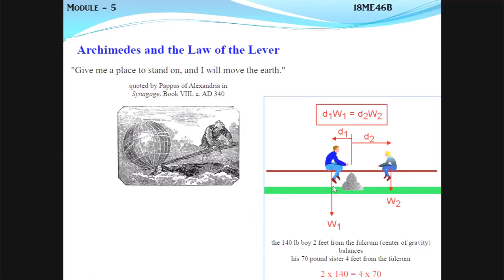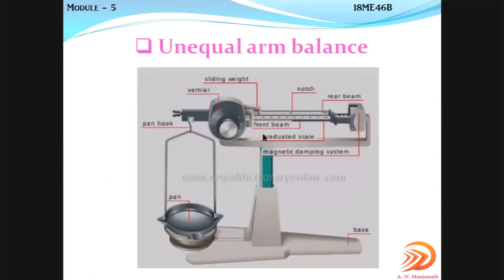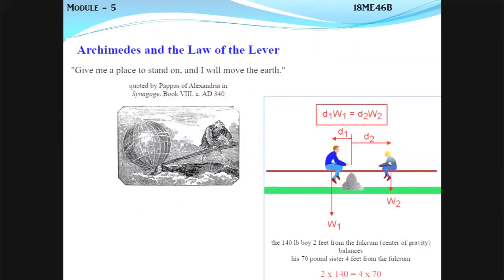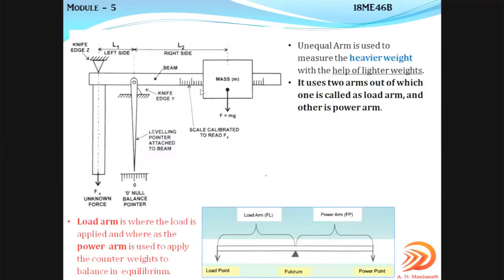This is an example of that law. See here, a 140 pound boy, who is 2 feet away from the fulcrum, the center of gravity of this particular lever, can balance another person who weighs only 70 pound but is at a distance of about 4 feet. It will get balanced. 140 into 2 is 280, 70 into 4 is 280. So this is the law which is used in the unequal arm balance.